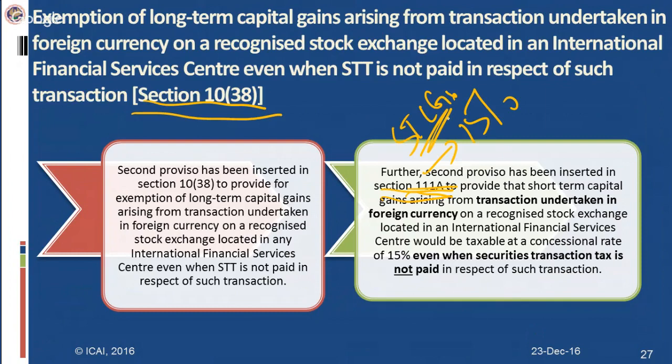This applies in respect of transactions entered into in foreign currency in an IFSC. In India, as of now, an IFSC has been set up only in Gujarat. It's the first IFSC which has been set up, and government is proposing to set up many such IFSCs. Taxation is used as an instrument to promote these IFSCs by offering them concessions. The concessions here, which are relevant at the intermediate level, are the exemption from STT, and long-term capital gains tax is being exempted even if STT is not paid. Short-term capital gains is chargeable at a concessional rate of tax even if STT is not paid.